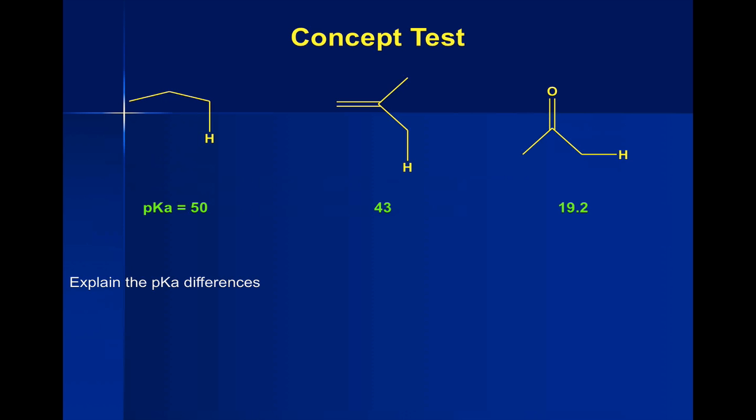Notice we can have multiple effects. This one has both resonance and element. This one only really has resonance. This is the element effect because the negative charge is formally on oxygen. In both of these cases, it's on carbon.